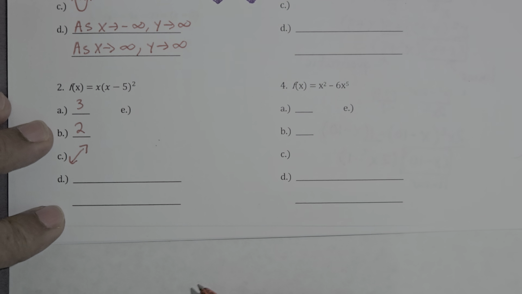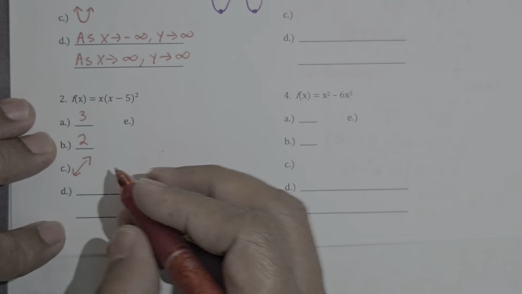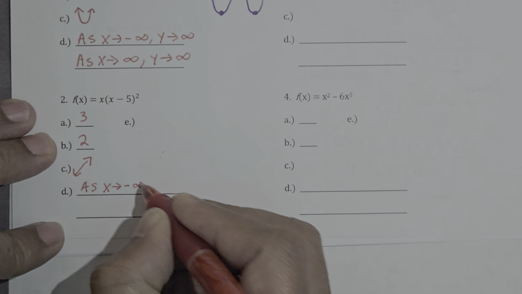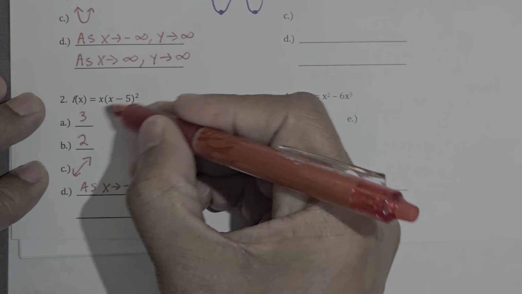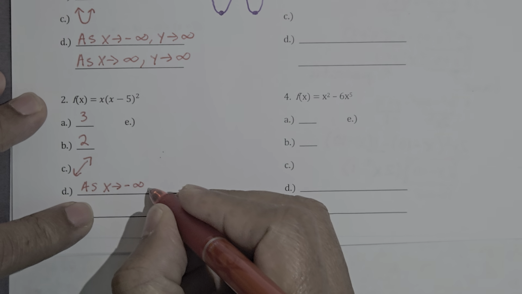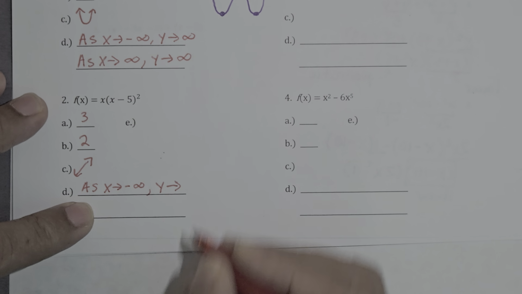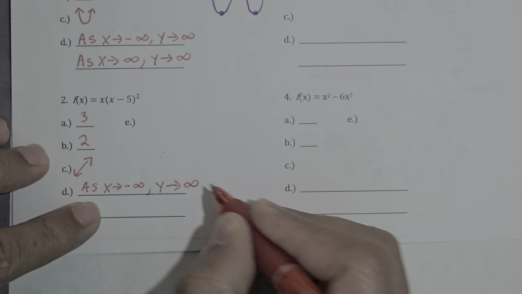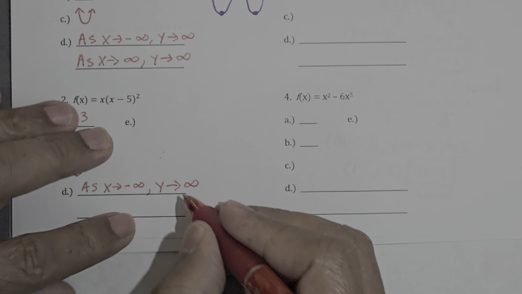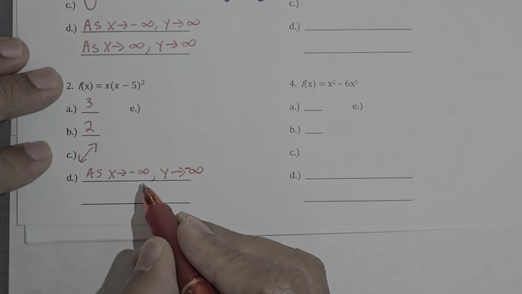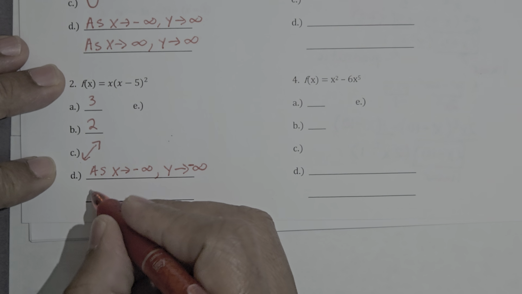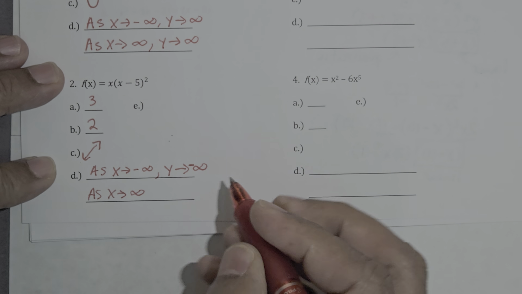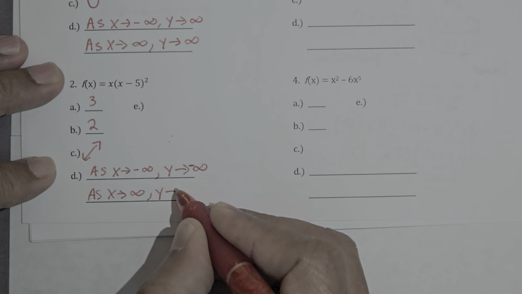Part D, using this symbol here, I'm going to say as x goes to negative infinity. First we know that there's a positive lead coefficient. So as x goes to negative infinity, y is going in which direction? Well, this is the right side, so y should be going to positive infinity. Okay, not true, but to negative infinity. This is going left, so that's this side here.